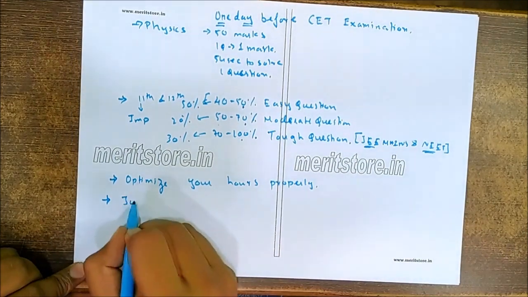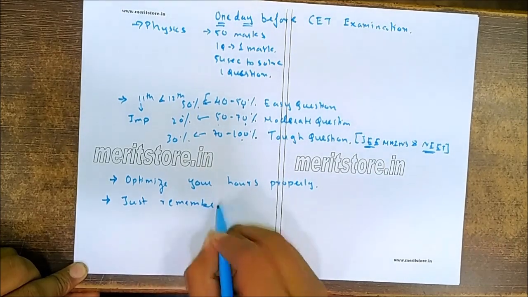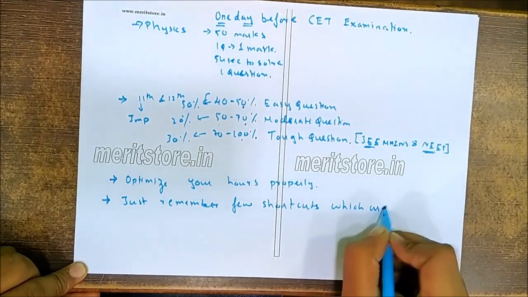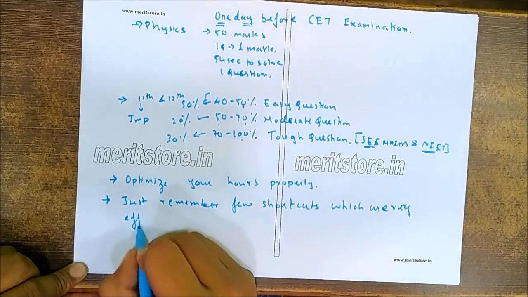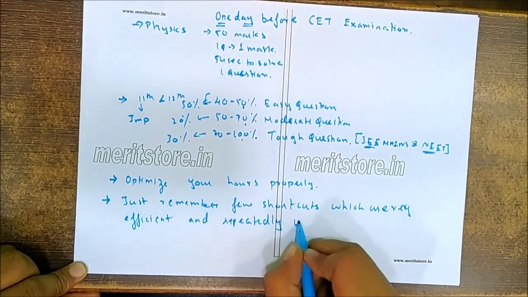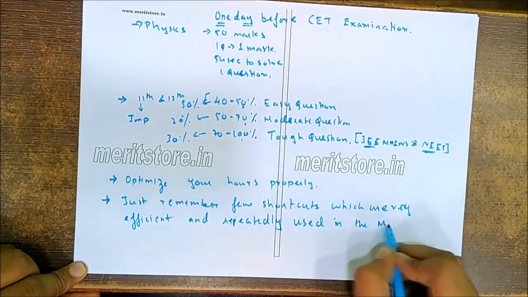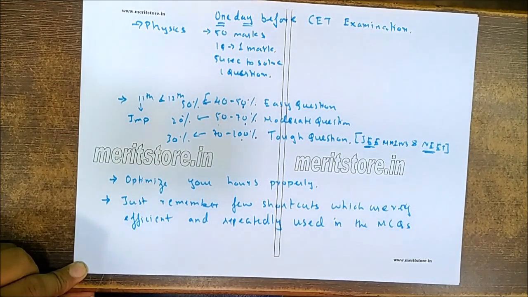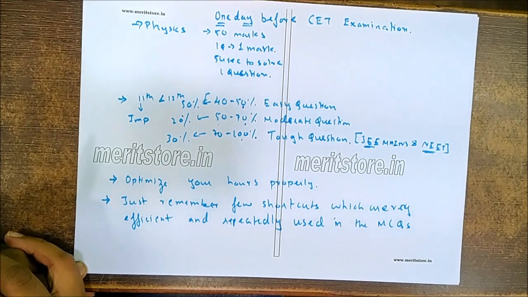Okay, just remember a few shortcuts which are very efficient and repeatedly used in the MCQs. Now what students do, they go and start remembering all the MCQs and all these shortcuts and important formulas, but rather we could focus on certain shortcuts, not all the shortcuts, but those which have been used in all the questions, the logical and effective shortcuts, which can give you more marks rather than learning each and every minute shortcut.